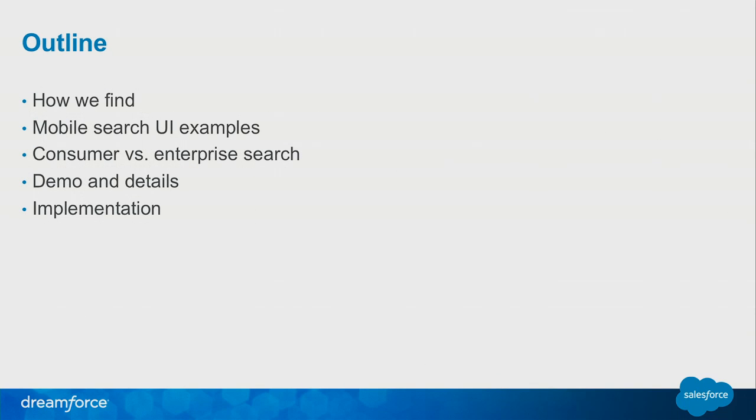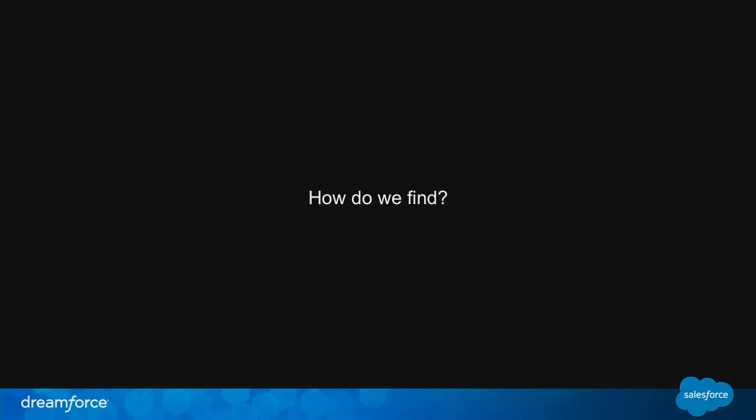Okay, so a quick outline. We're going to talk about how we actually find. We're going to look at some mobile search UI examples, and talk about consumer versus enterprise search. We have a demo to show you some new capabilities, and we'll dig into the details of that and implementation notes. All right, so first, how do we find?